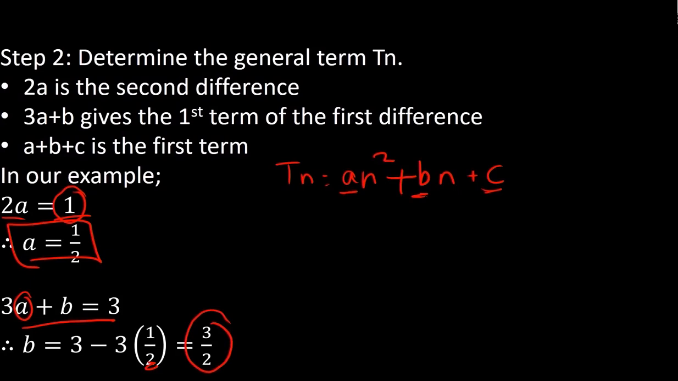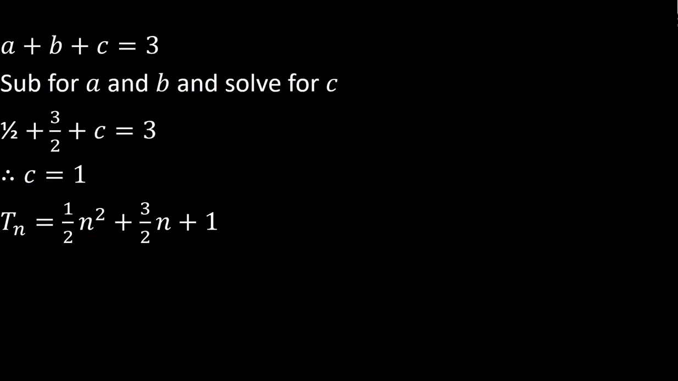All right? Now that we've got b and we've got a, we simply need to use another equation to find out the value of c. So a plus b plus c is equal to 3.